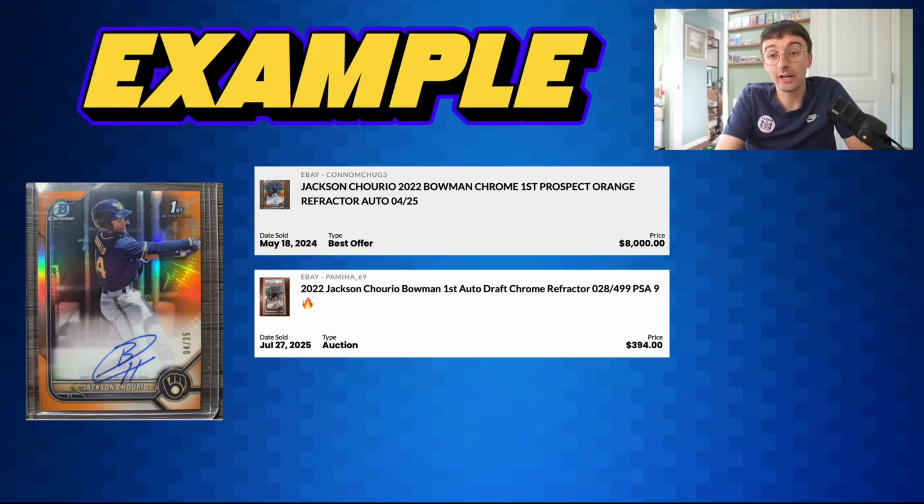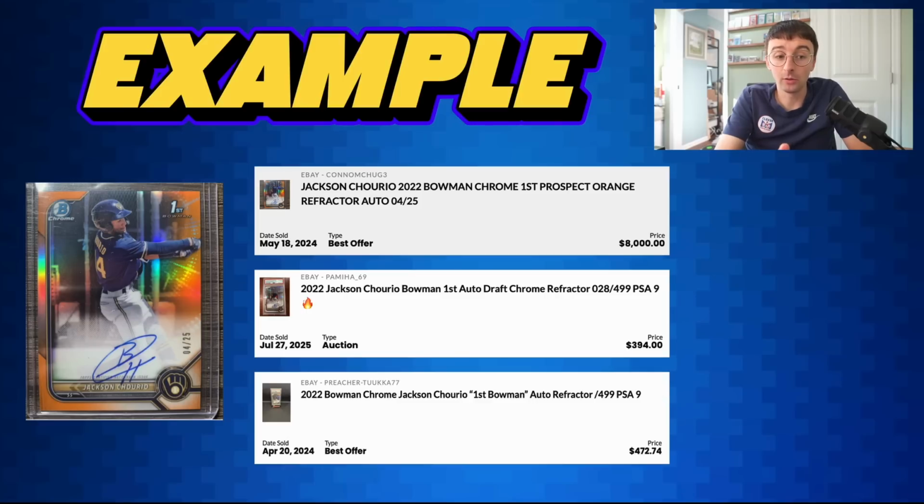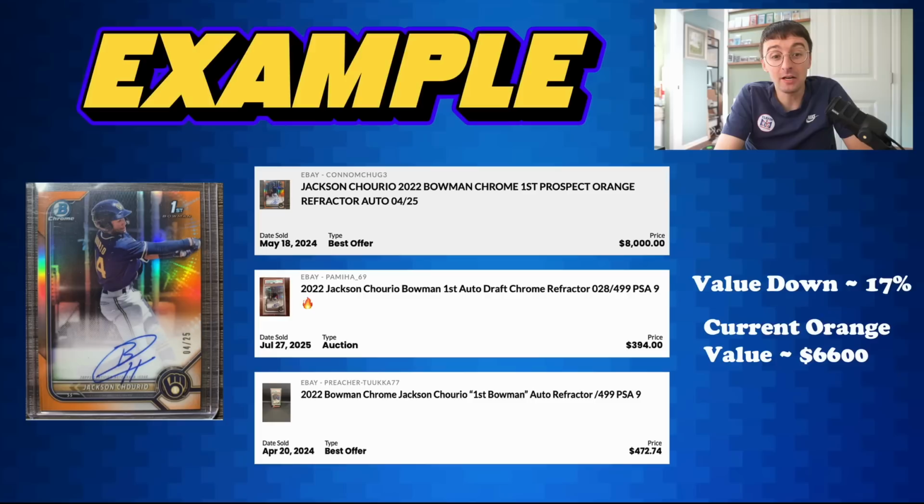And that one, on July 27th of 2025, sold for $394 on auction. So that's a pretty good data point. Now we want to go back and find a comp that we think better captures the market around May of 2024. If you look at a PSA 9 first Bowman, the comp I found is $472.74. So what that means is the value's down about 17%, which I think is probably accurate. That would put an estimated value of about $6,600 on that first Bowman Orange Auto.